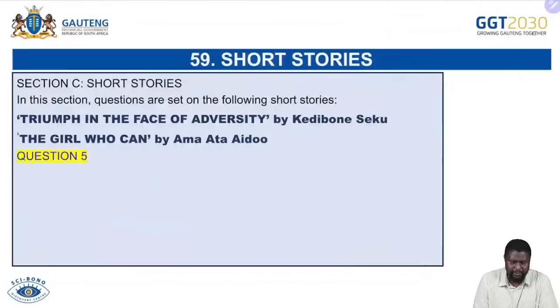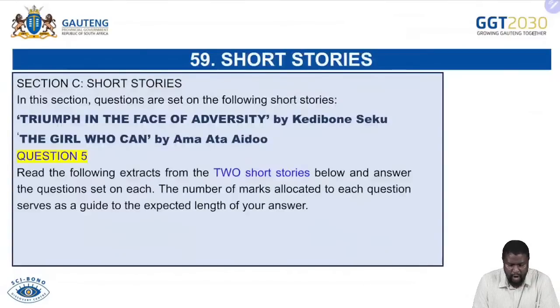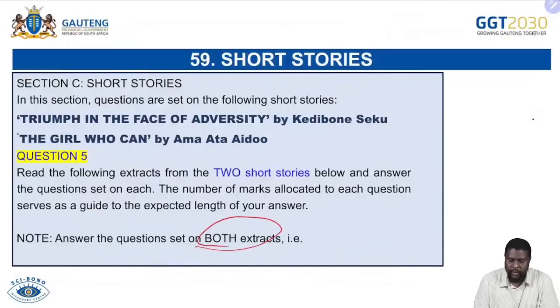One will be 18, the other one will be 17, somewhere there, you'll get your 35 marks. Then your other 35 will come from your other genre. Remember, we said 2 questions from 2 genres. So 5 is short stories. Answer both of them. Now, let's look at example questions that we get here. Triumph in the Face of Adversity, question 5, and The Girl Who Can. Answer the question set on both extracts. You can see the note there, both of them. So you'll have extract 1 and extract 2. Right, let's move on to our next question.